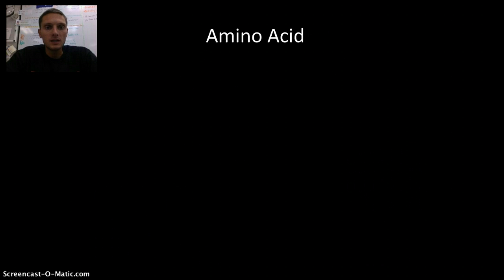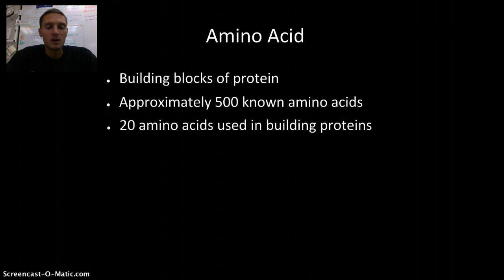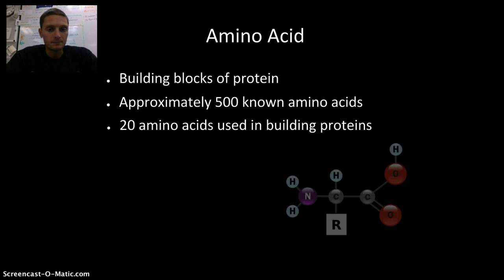The first molecule that we're going to look at is called an amino acid. An amino acid is a building block of a protein. We'll take a closer look at these when we get into protein synthesis, but amino acids are the small pieces that are put together to make a protein. There's approximately 500 known amino acids, but there's 20 that are used in the building blocks of proteins, and those are the 20 that we need in order to survive.